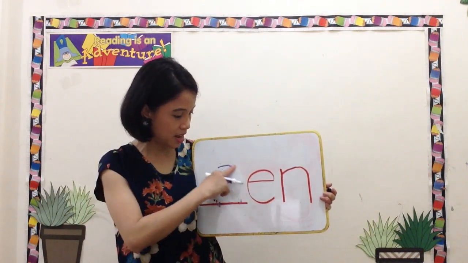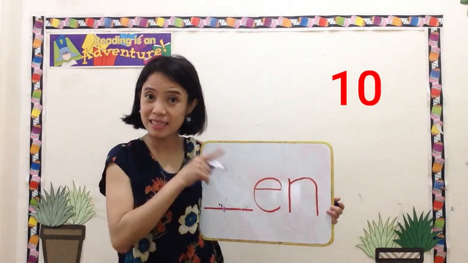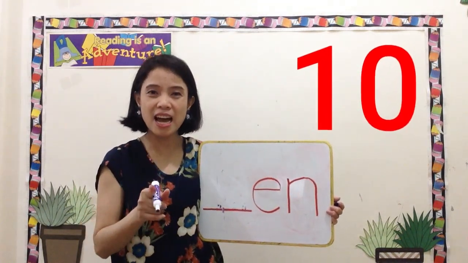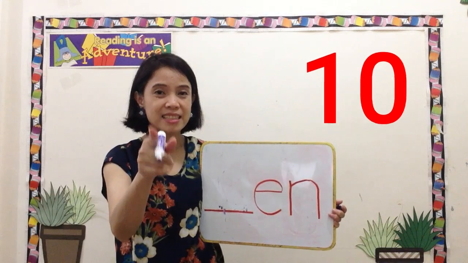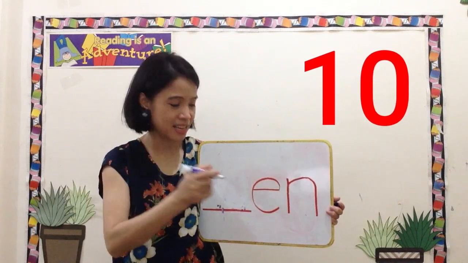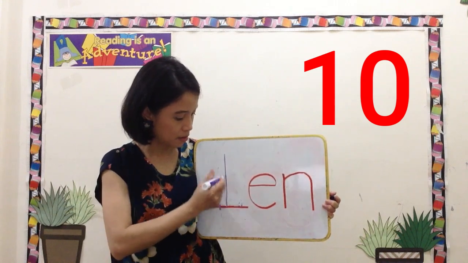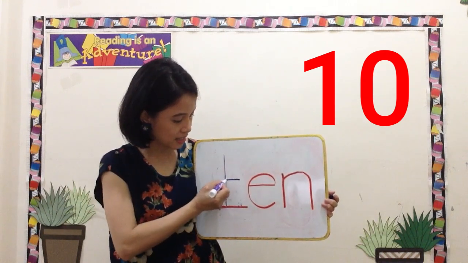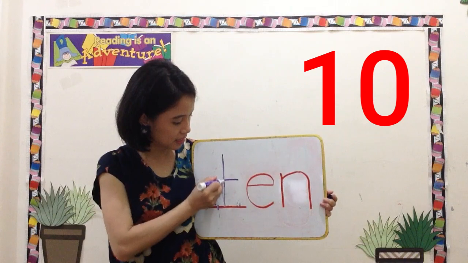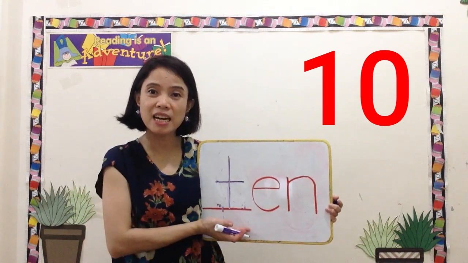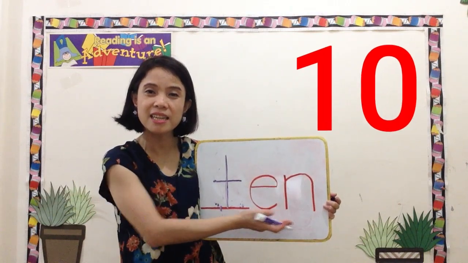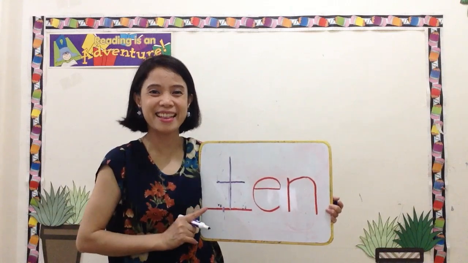And the last one is ten. Ta. What letter is that? T. Ta. Oops. Ta. That's letter T. T, en. Ten.